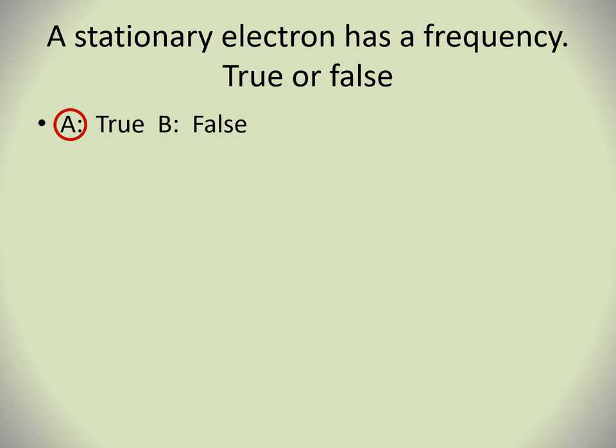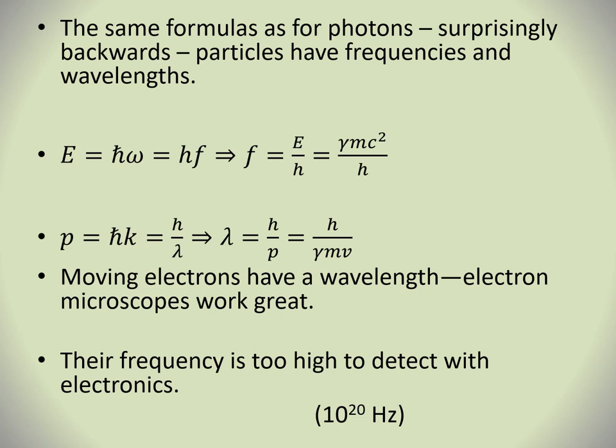The same formulas that we use for photons work for electrons, protons, and neutrons, but we use them kind of backwards. When we did photons, we knew light was a wave, so we knew that frequency and wavelength make sense. Then we had these formulas that told us that these photons also had energy and momentum. For the particles, electrons, protons, and neutrons, it's backwards. We know that they have energy and momentum. The surprise is that they have frequencies and wavelengths, but the formulas that relate them are the same. The photon formulas and the electron, proton, neutron formulas are the same.